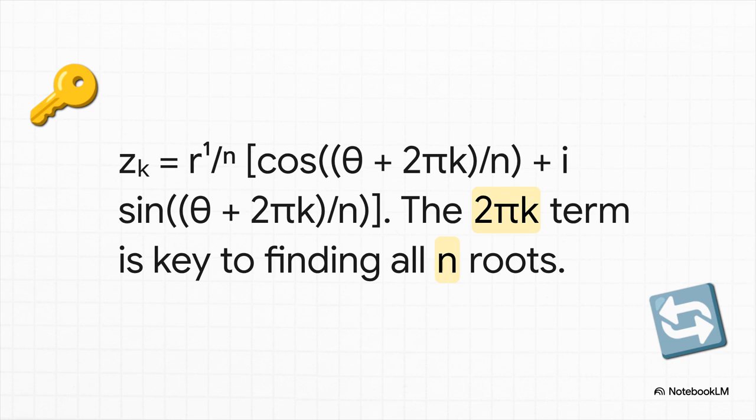See, adding a full 360-degree rotation, that's 2 pi radians, gets you right back to where you started. That little term lets us spin around the circle as many times as we want, uncovering all these different starting points that give us totally unique answers.